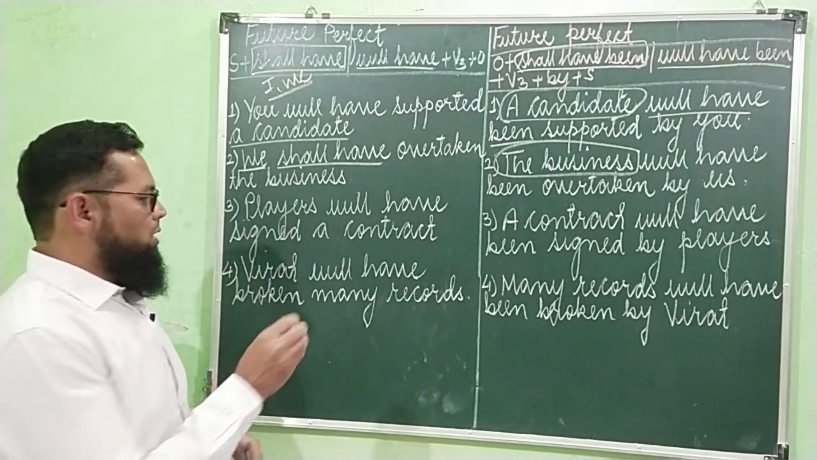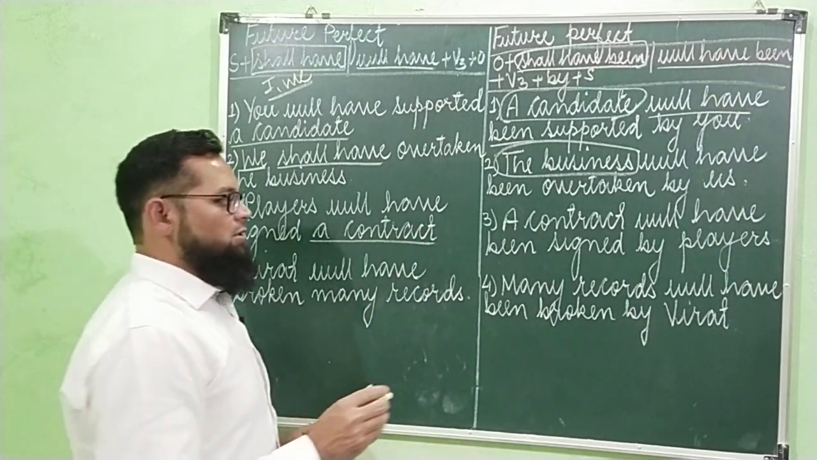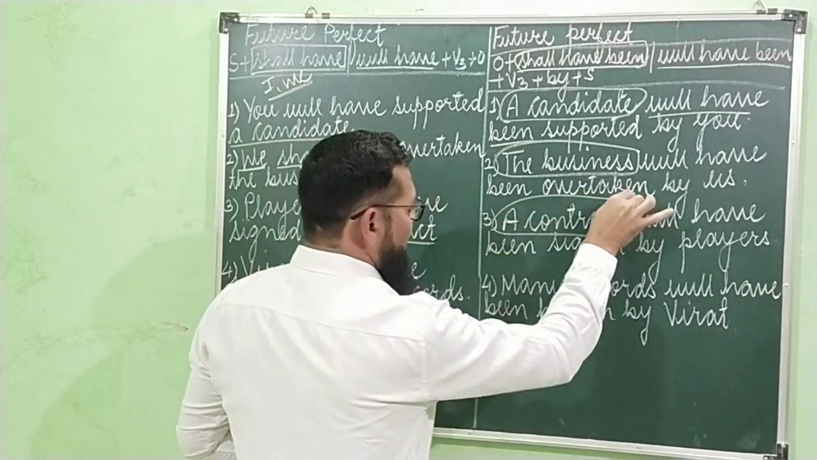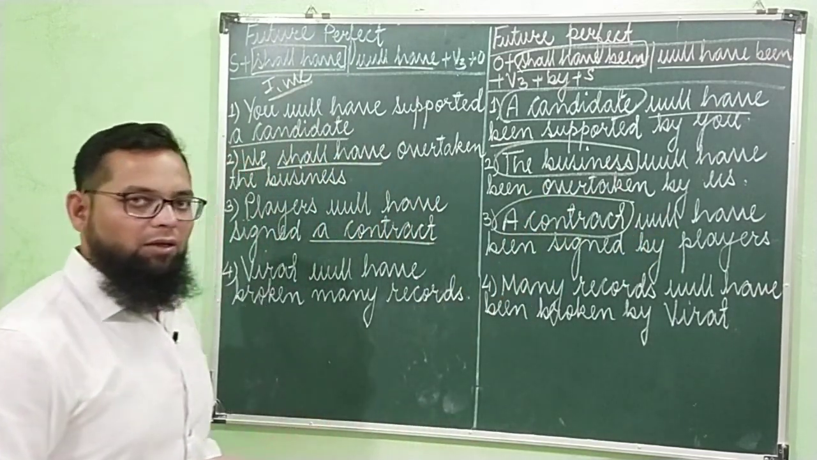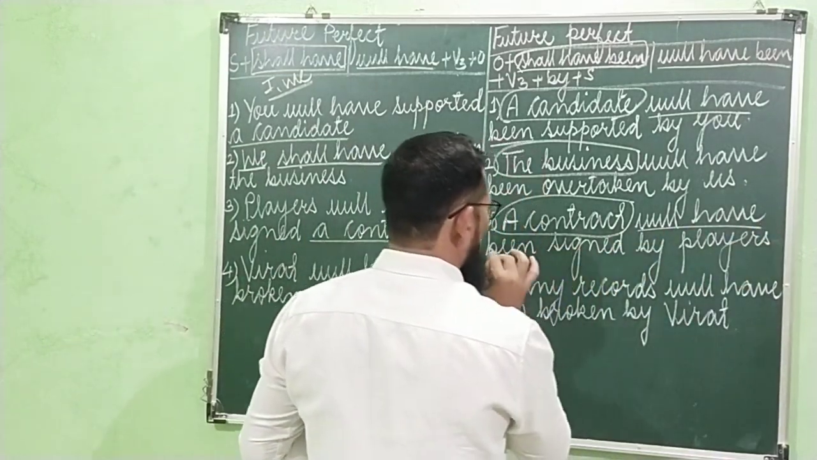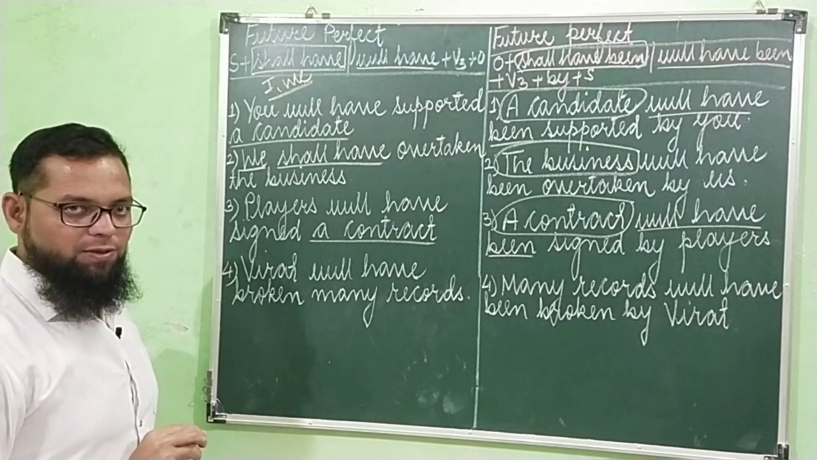Next example, players will have signed a contract. So here a contract is the object. While writing the answer or while converting it into passive voice, the object a contract will be written at the beginning. A contract, then will have is converted to will have been. A contract will have been signed by players.